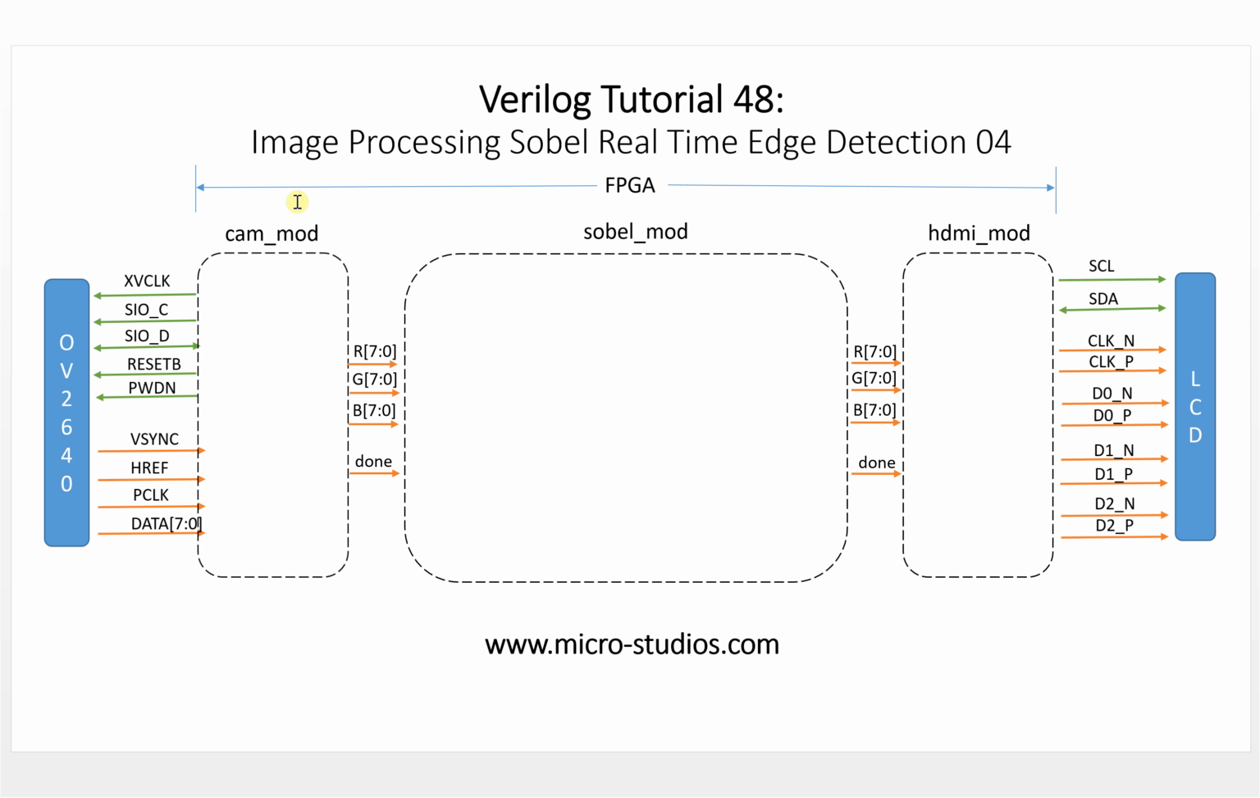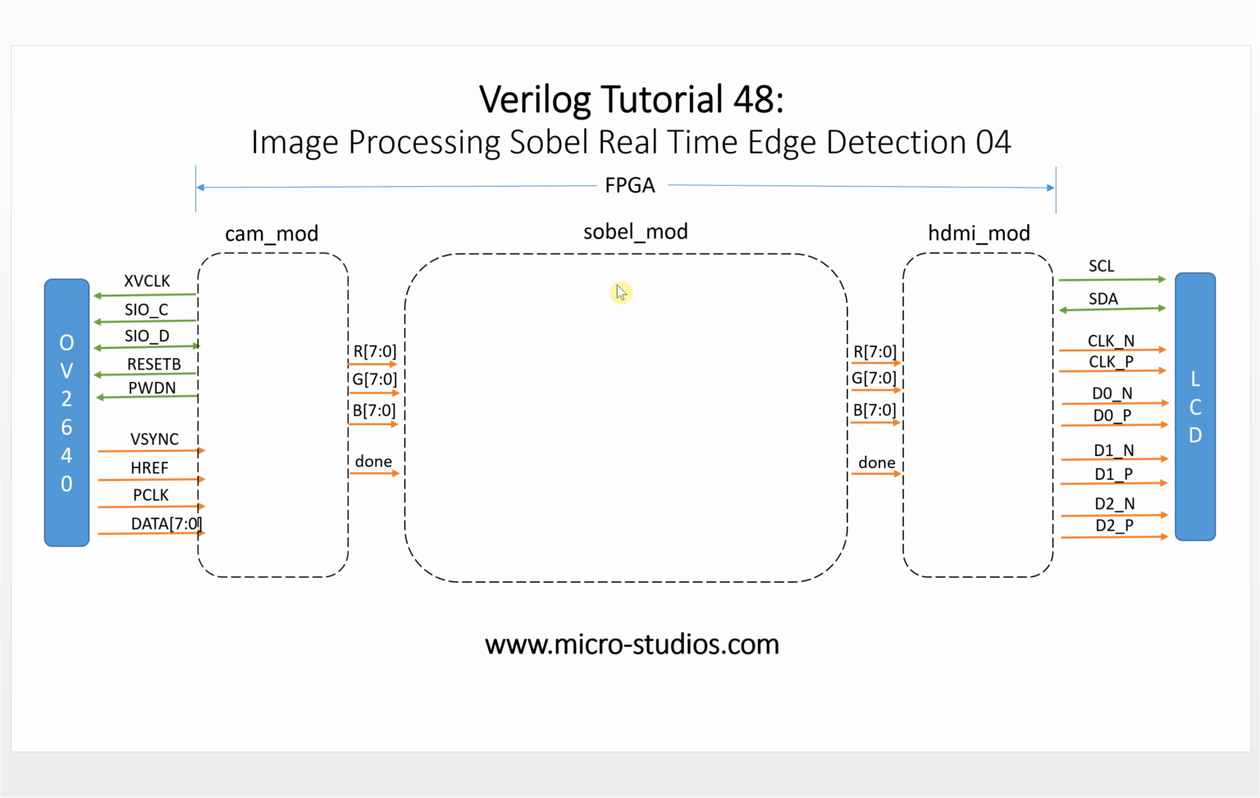The first one is the camera module. The camera module takes over the camera sensor handling and produces the RGB data. It also generates a done signal. When it produces one pixel of RGB data, it generates a done signal to tell the following module that one pixel of data is available.